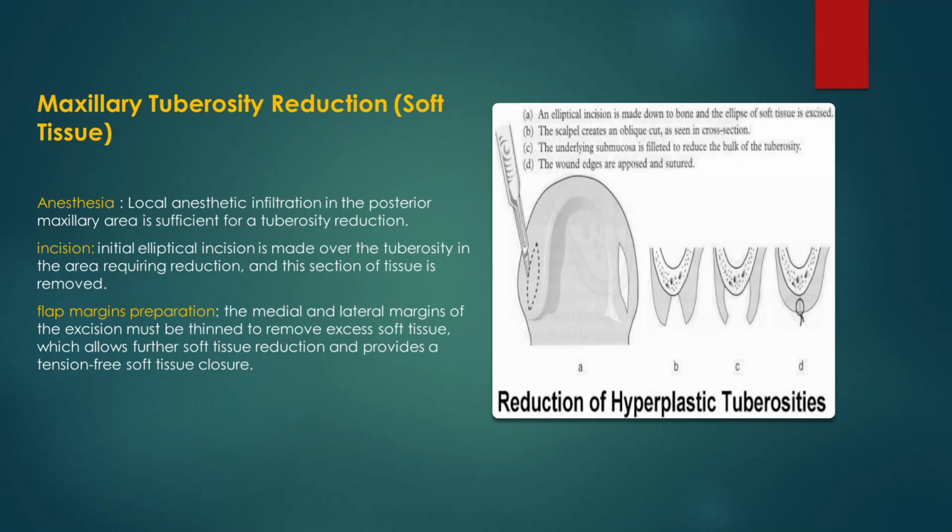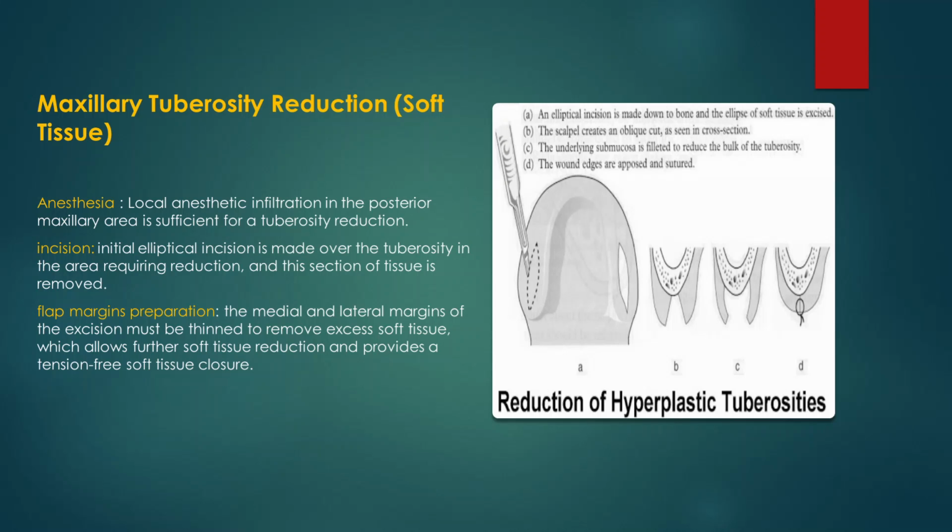First of all, we have to anesthetize the area of the maxillary tuberosity. The technique that is used is the infiltration technique, where the soft tissue needs to be reduced. After finishing the anesthesia procedure and the area has been anesthetized, we start with an elliptical incision, as we can see here in figure A.